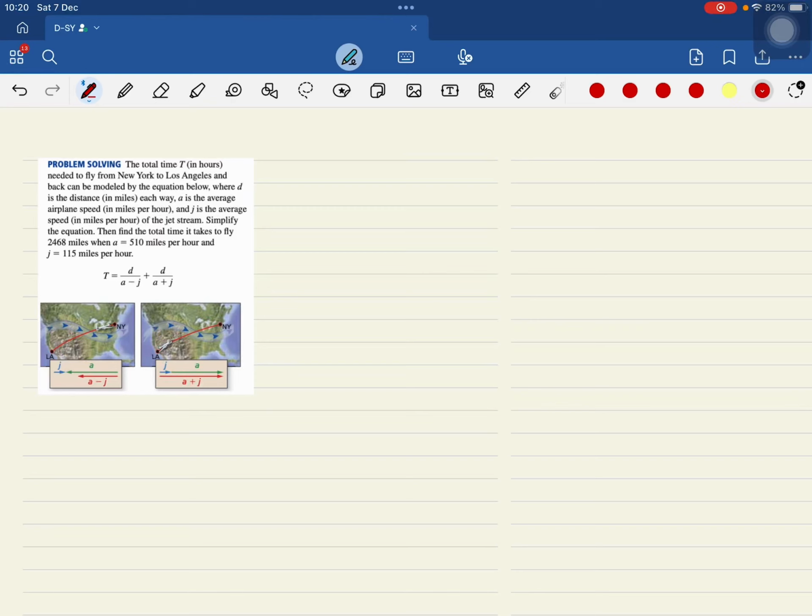So today we will practice some word problems of rational functions. This is the first question.